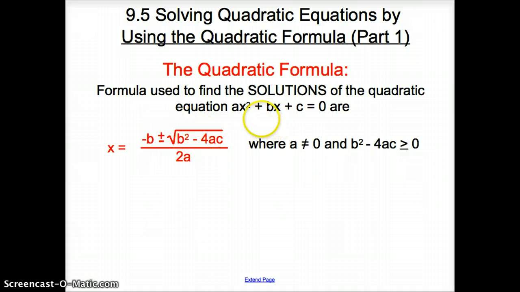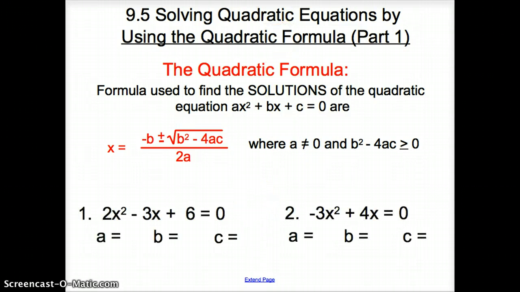What is the quadratic formula? This is how you read it. It's opposite b plus or minus the square root of the whole thing, b squared minus 4ac all over 2a. A cannot be 0 because if it was 0 there would be no x squared term, and b squared minus 4ac has to be greater than or equal to 0. But before we get started with the quadratic formula, I just want to review our a, b, and c terms.